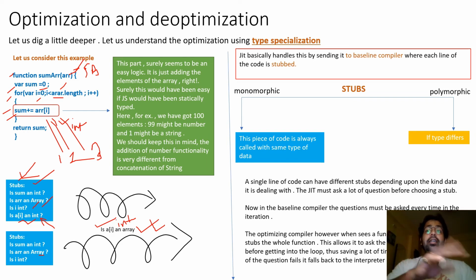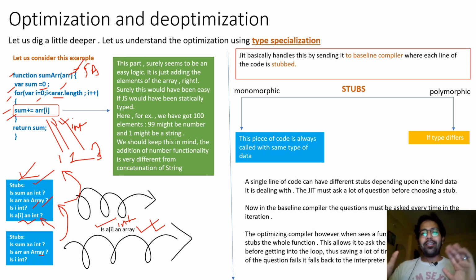Now if it encounters a boolean or a string, it gets into the de-optimization cycle. Once it gets into the de-optimization cycle, it goes back to the interpreter. This is how basically the de-optimization and optimization occurs. Now because most of us work on Chrome, let's see how Chrome does it, how the V8 engine does it.